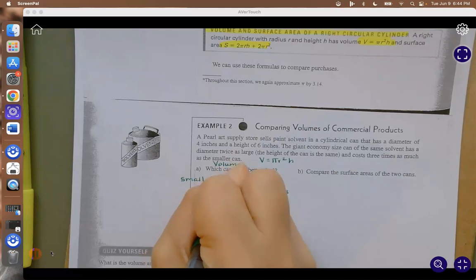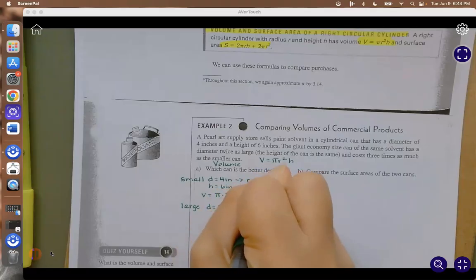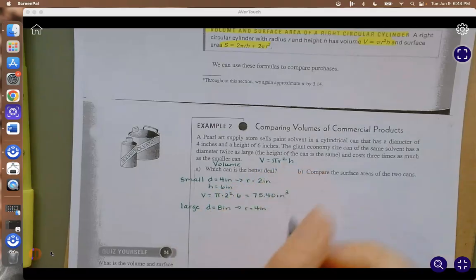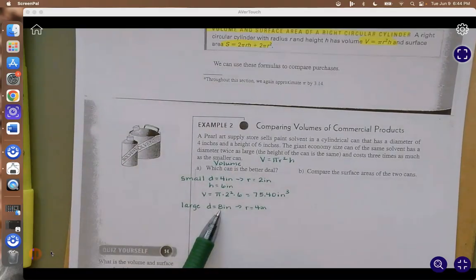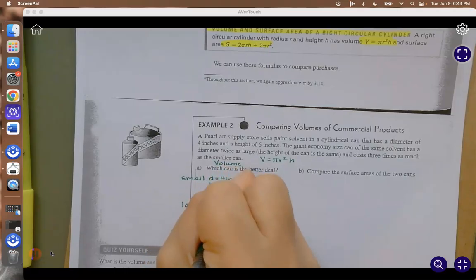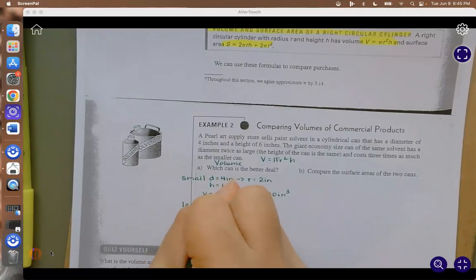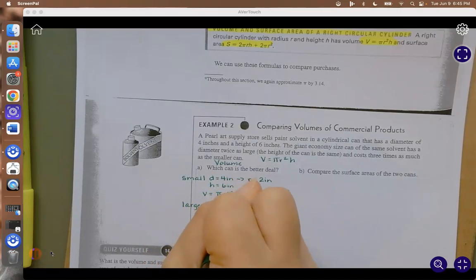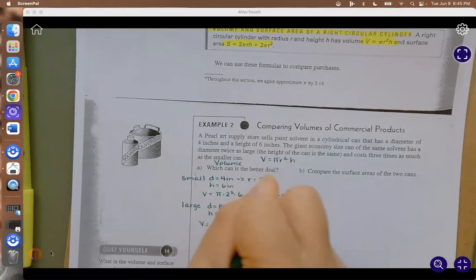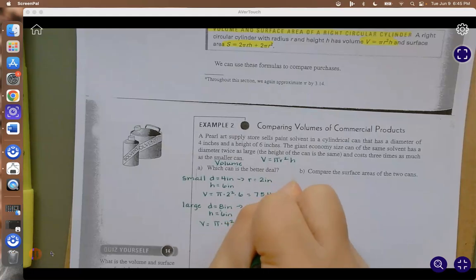Okay, let's look at the large. This time the diameter is 8 inches, so that means our radius is 4. It says the diameter is twice as much, but the height is the same, so the height is still 6 inches. So volume is pi times 4 squared times 6, and that's 301.59.